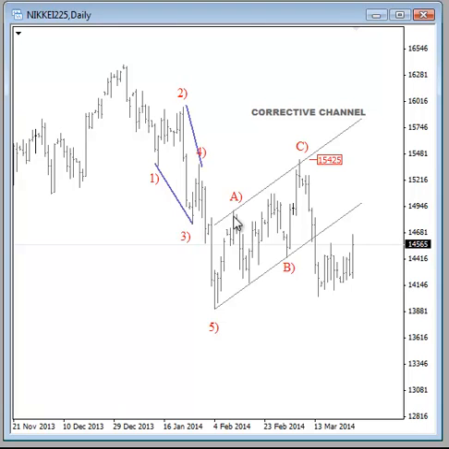Okay, now this is also a three wave move. So if we compare this three wave move to this three wave move, we can assume that the market will make something similar, a sharp move to the downside. So I'm also looking for a sharp move to the downside. So let's assume that this is wave 1, this is wave 2, okay, and these are subwaves in wave 2, A, B and C.